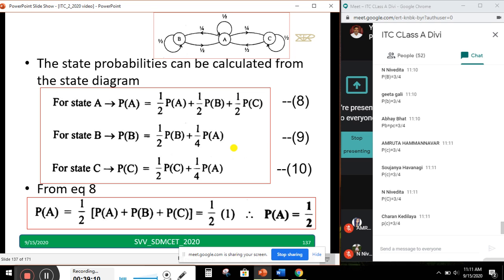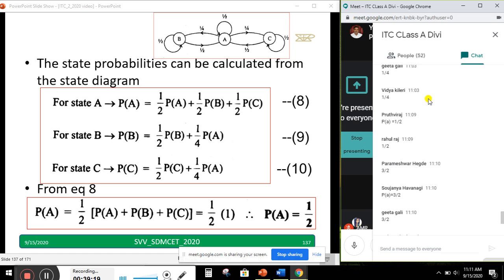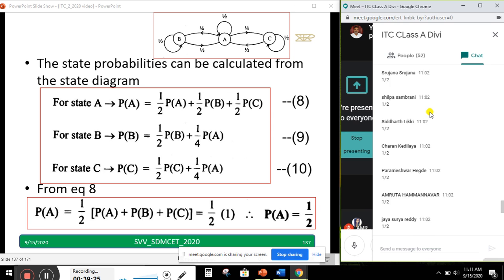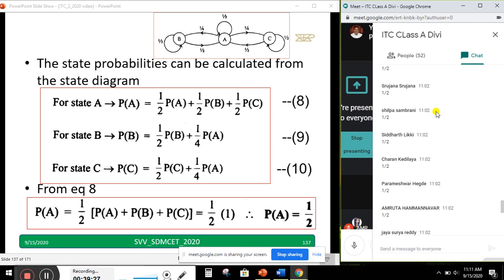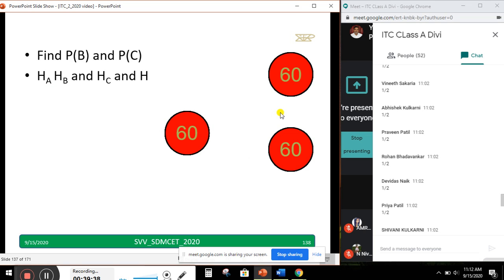Let me check what all you have told. I think 1 by 4, majority are writing. 1 by 4, 1 by 4, 1 by 4, 1 by 2. Srijana has typed 1 by 2. Shilpa has given 1 by 2. Siddharth, 1 by 2. Charan, 1 by 2. Parameshwar, 1 by 2. Okay, it's correct. Majority has written 1 by 2. So let me go to the next.